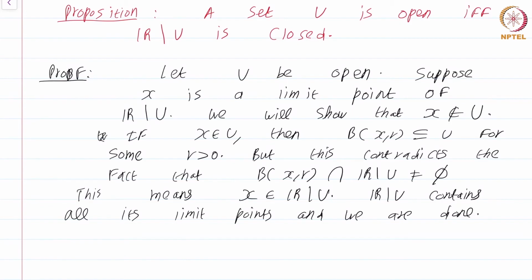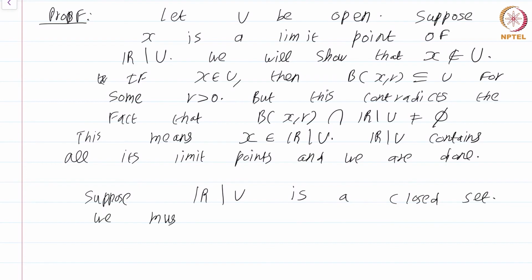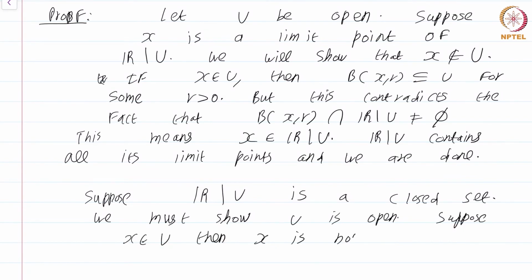Now we need to prove the other side. Suppose R set minus U is a closed set. Then we must show U is open. Suppose x is in U, then x is not a limit point.